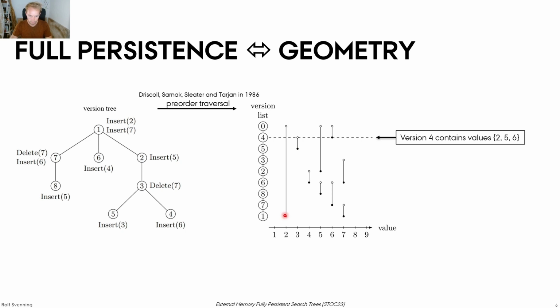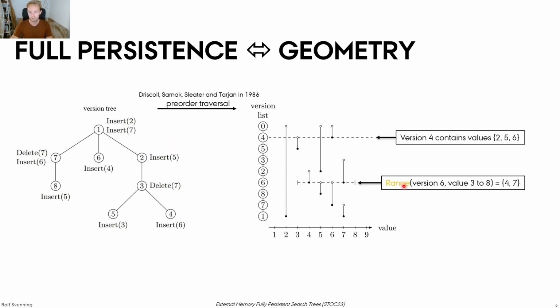So it's intersecting this segment here from value 2, this segment from value 5, and this segment from value 6, indicating that version 4 contains values 2, 5, and 6, which was consistent with what we had over here. And now query is sort of obvious how to do.